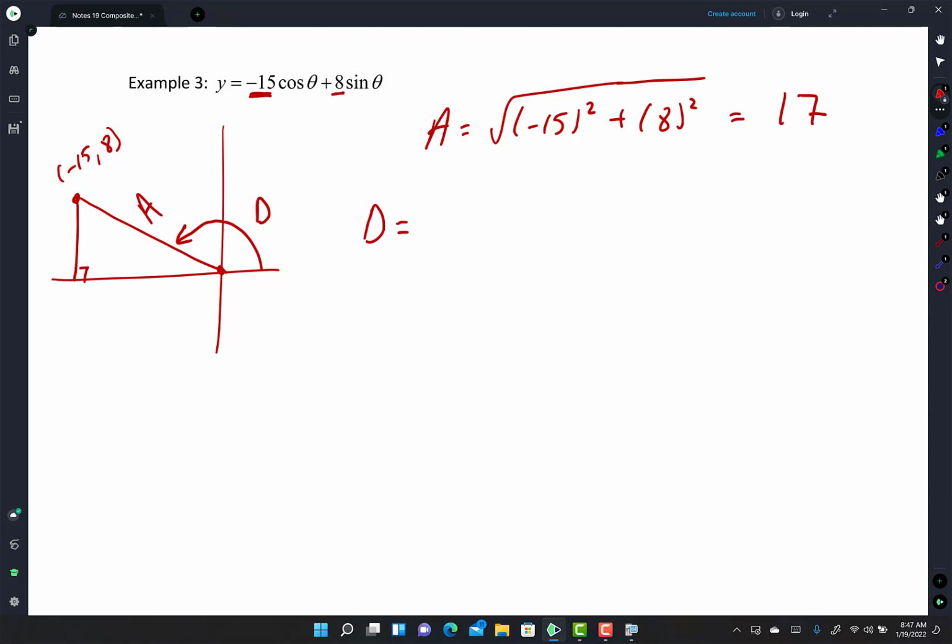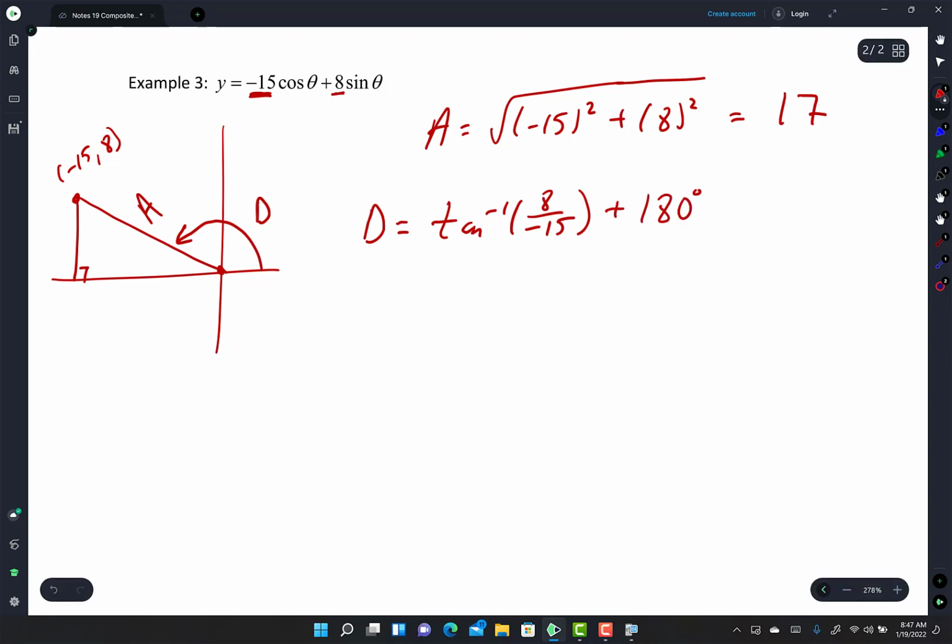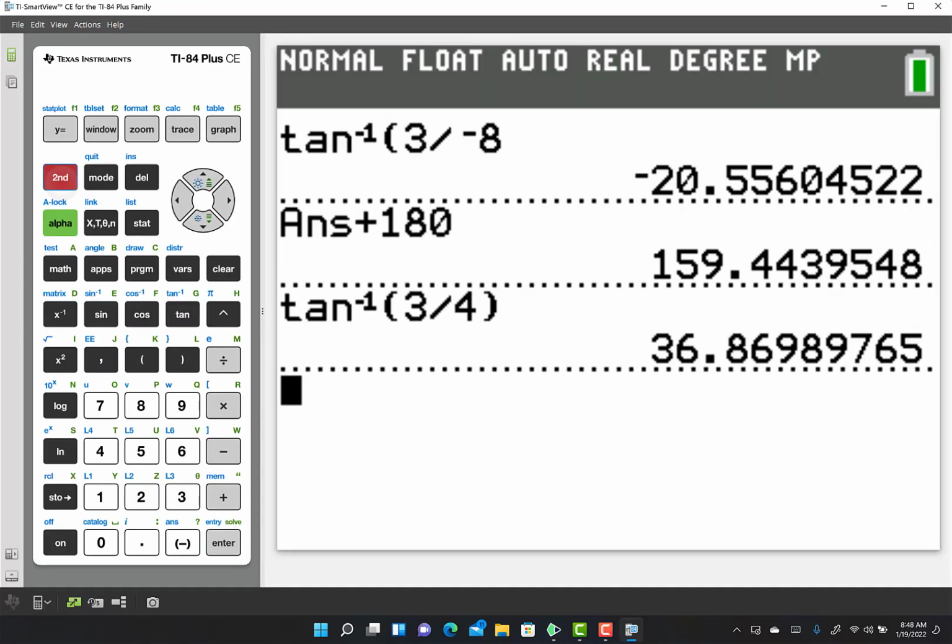So D equals arctan, and I'm just going to write y divided by x. You don't need to do 8 divided by negative 15. Remember, there's other ways. You can just do arctan of 8 over 15. That's going to give you the reference angle. And as long as you know you're in quadrant 2, 180 minus that reference angle. So you don't need to do it this way. I know that this is going to give me an answer in quadrant 4, so I'm going to add 180 to it.